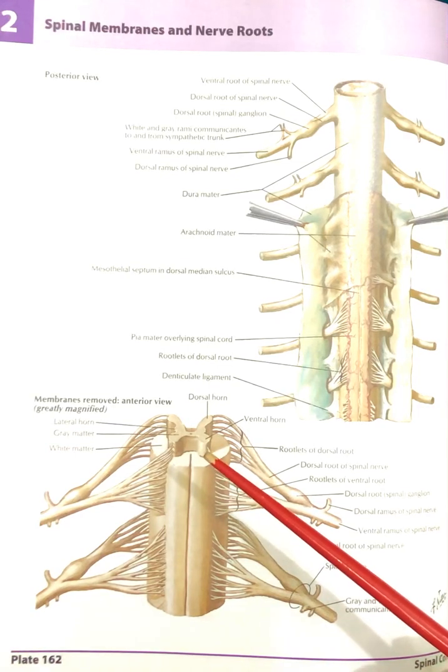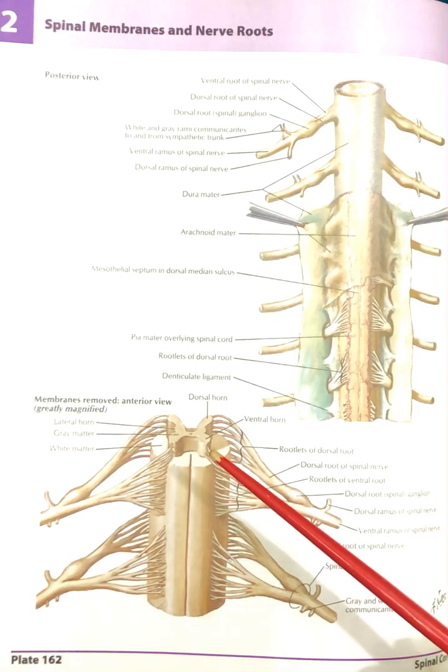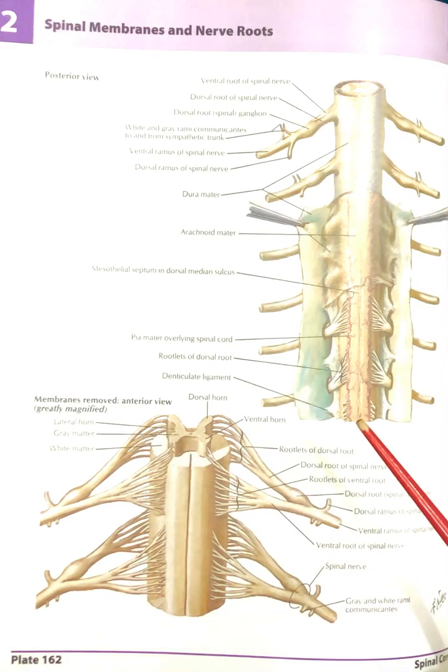Again, the area of the spinal cord which gives origin to a single pair of spinal nerves is called a spinal segment.